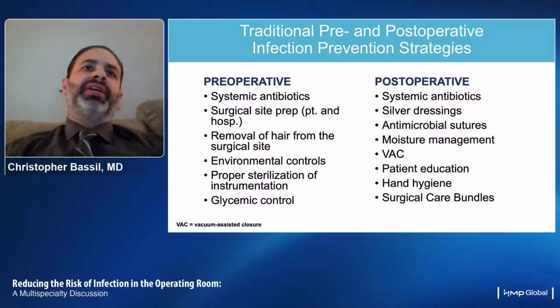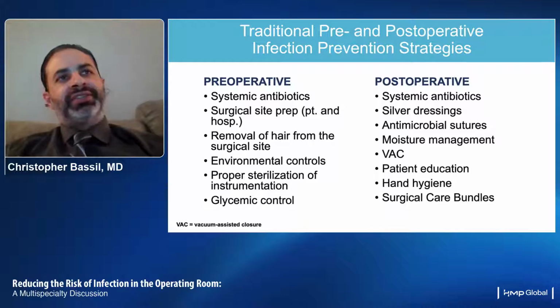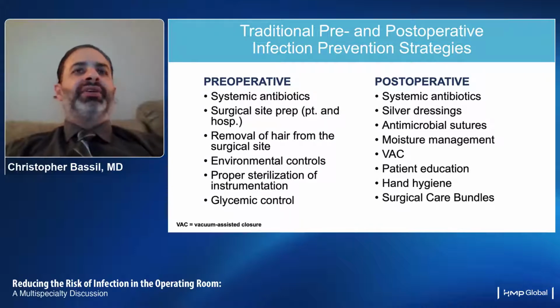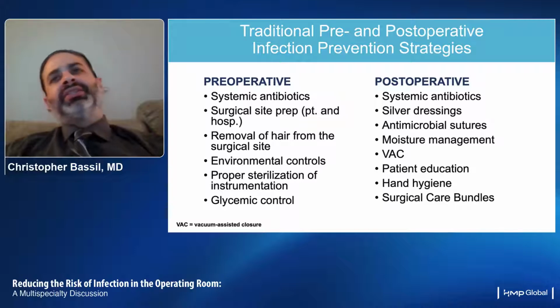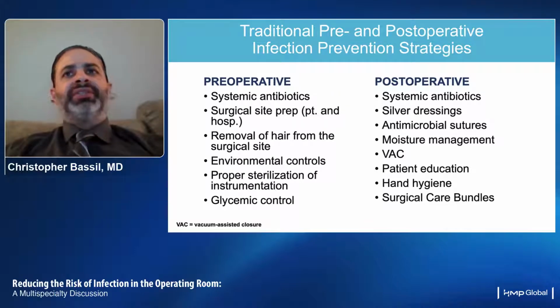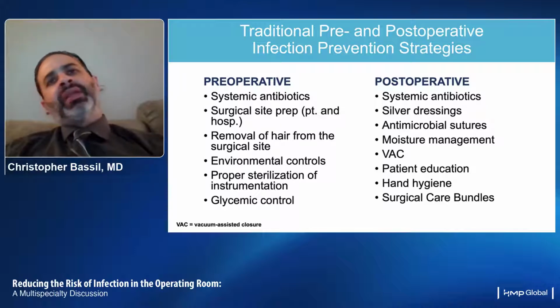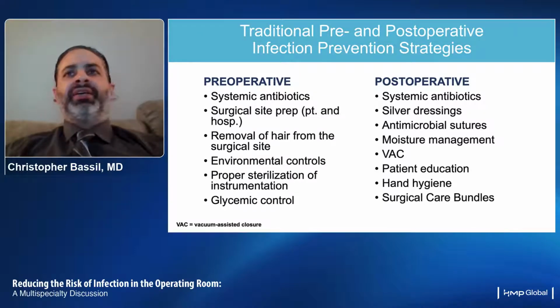Traditionally, when we look at pre- and post-operative infection strategies, preoperatively we have different antibiotics that we can use, and surgical site prep. This is, again, going back to the chlorhexidine rinses and baths, betadine baths, removal of hair from the surgical site, environmental controls, proper sterilization, and glycemic control of the patient. Diabetics obviously are a bigger risk.